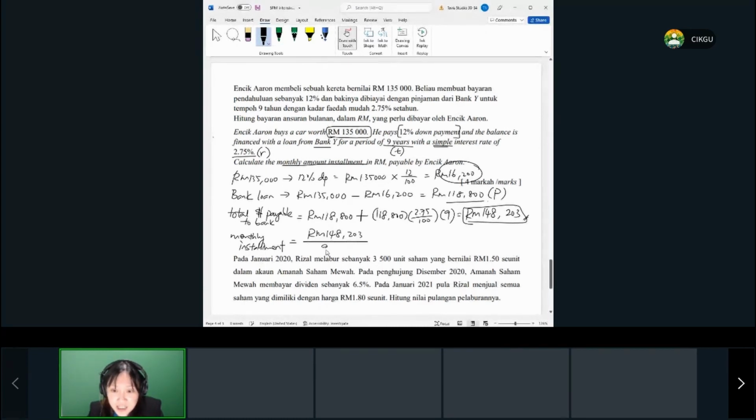So 9 years, 9 times 12 is 108 months. Take the total divided by the number of months. You will get 1372.75. This is the amount of money you need to bank into the bank on time. Some more, if you don't bank it on time, there will be a penalty also. If you lend money from a bank and you don't pay back on a consistent basis, they charge you even more.